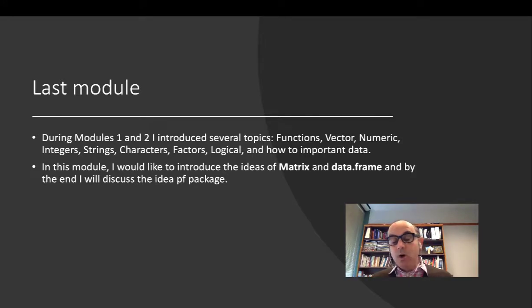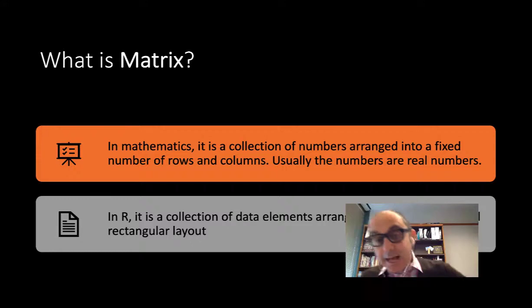Today's module, I'm going to start focusing more and more on the data aspect of R. In modules 1 and 2, I started to talk about a lot of things that R entails: the functions, the vector, the string, and how to import data to R. But in this module, I'm going to talk about two aspects, the matrix and the data frame, that allow us to import data or to sort the data in order for us to analyze it. In the end, I'm going to talk about the idea of a package, why I'm so obsessed with R, and what it entails. So, let's start with matrix.